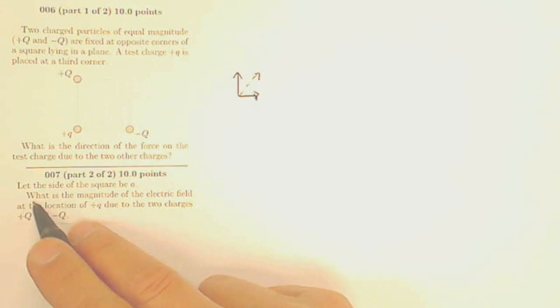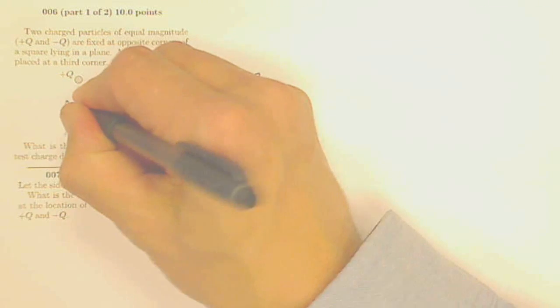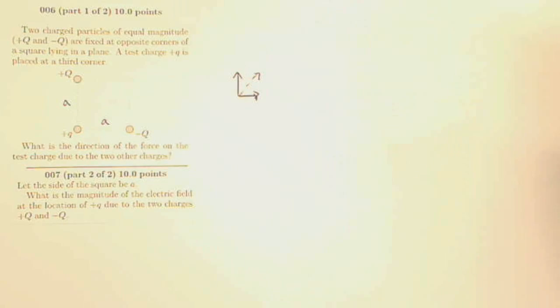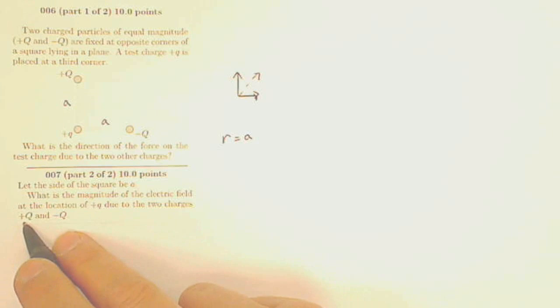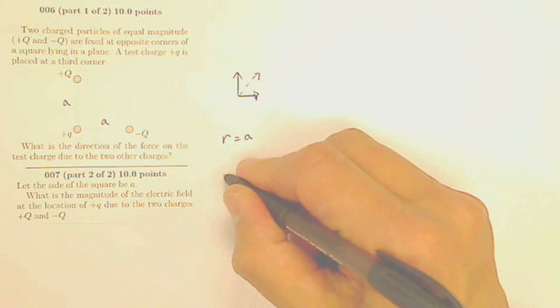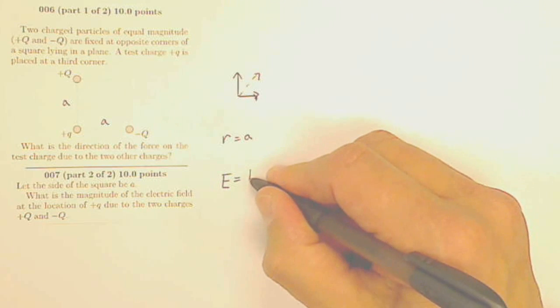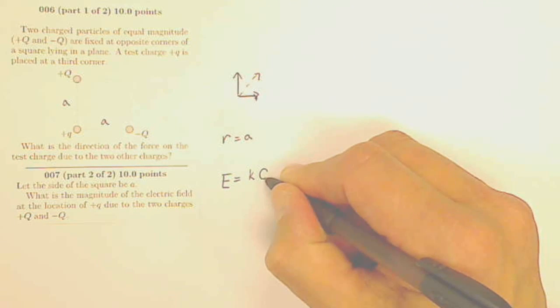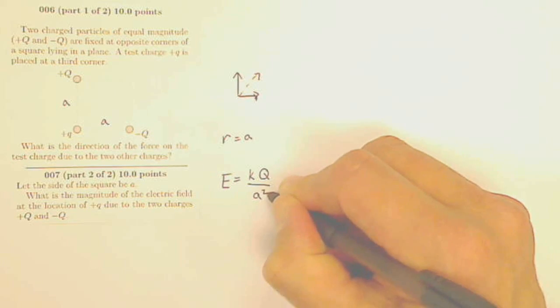But question number 7 says, let the side of the square be A. So I know that this is a distance A and this is a distance A. And so my R, my radius, is going to equal A. What is the magnitude of the electric field at the location of plus Q due to the two charges plus Q and minus Q? I know that the electric field strength due to one of them is going to be K times big Q divided by little a squared.